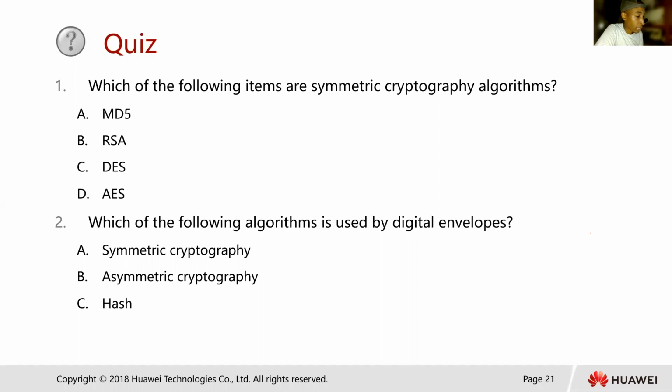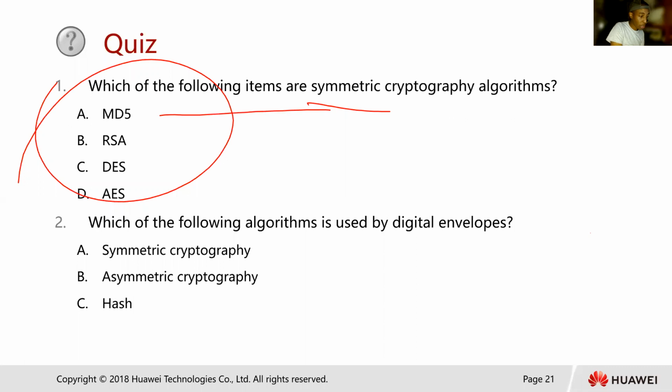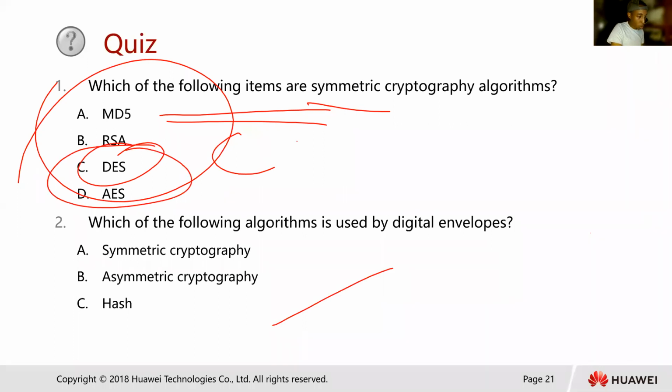So the ones that are symmetric, and always remember that if you're doing any kind of quiz or exam, don't just find one item, then go on and say the answer is C, and move on to the next one. Make sure you look, because two of them are both. So for those saying D alone or C alone, it is both DES and AES.